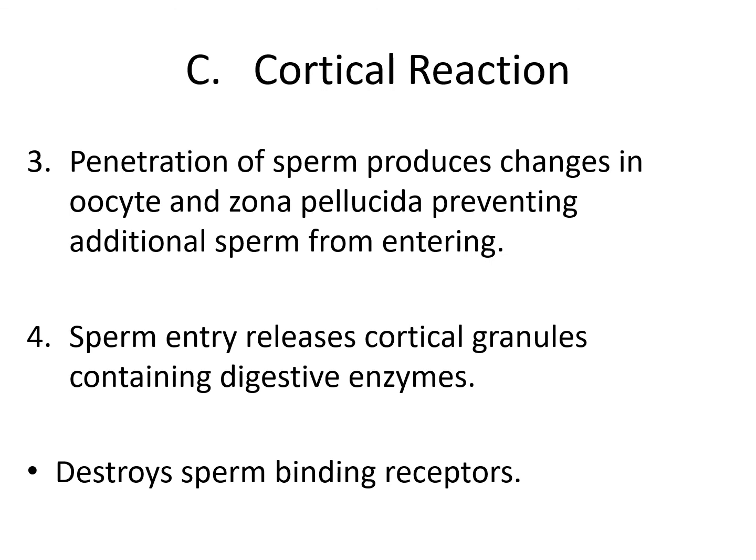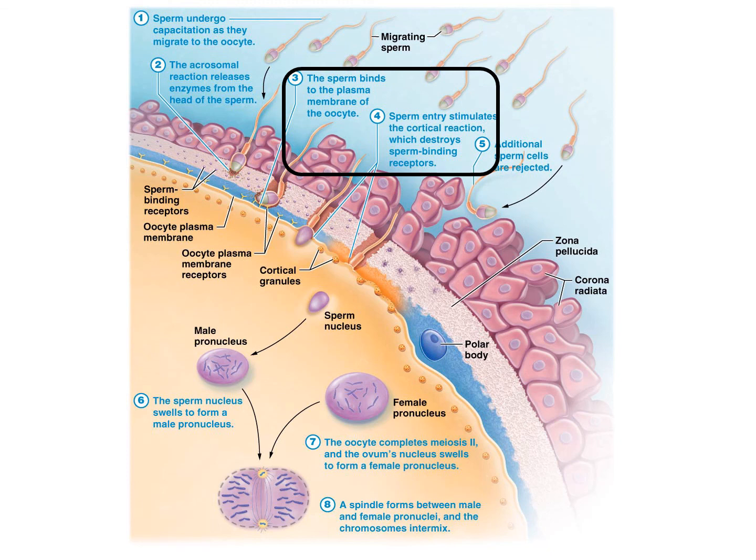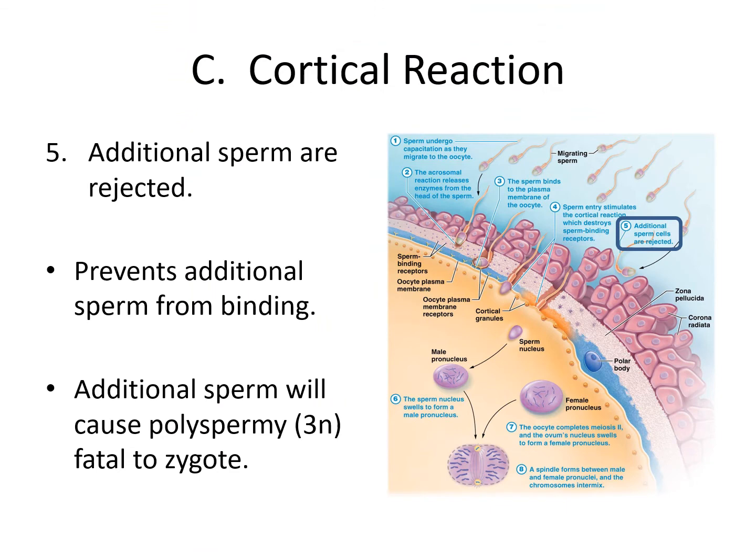This prevents polyspermy, in which multiple sperm will fertilize the egg. What you want is to end with a diploid state. A triploid state is not what you want, and that'll be detrimental, and the zygote will die. So the cortical reaction will reject the sperm and prevent polyspermy, which will be fatal to the zygote.